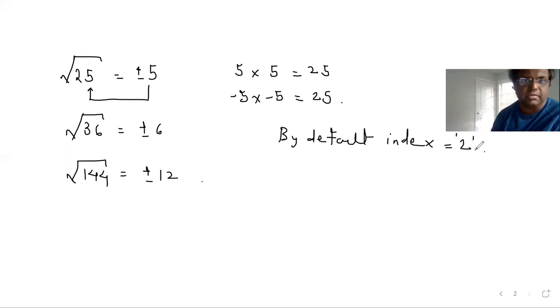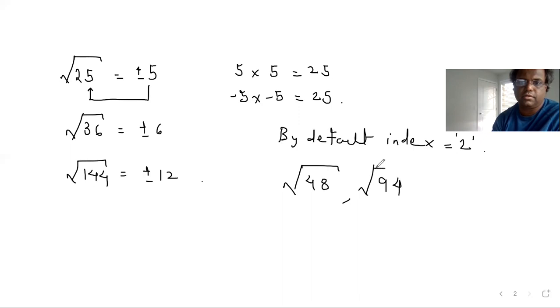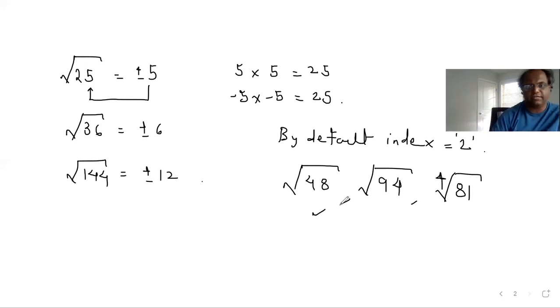But the real problem comes into the picture when we are going to solve the square root of 48, the square root of 94, then if I want to find the fourth root of 81. So that kind of problem, of course, I'm going to solve. But before that, let's check this one. So I know that the index is 2, and luckily there is no negative sign, so I'm safe here with the answer.